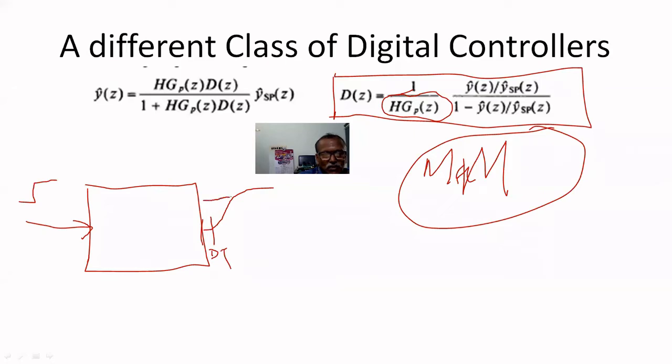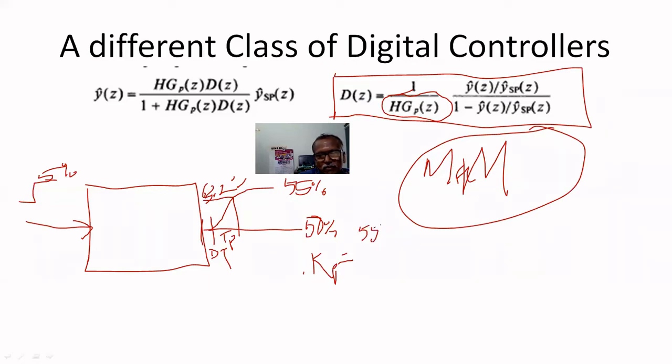Then you can find the time constant: after the dead time, the time taken to reach 63.2% of the final value. That time taken is the time constant TP. Then you can find the ratio of change in output by change in input. Earlier it is at 50%, now it goes to 55% for a 5% change in controller output. Therefore, Kp equals the change in process output, 55 minus 50, divided by the change in controller output.